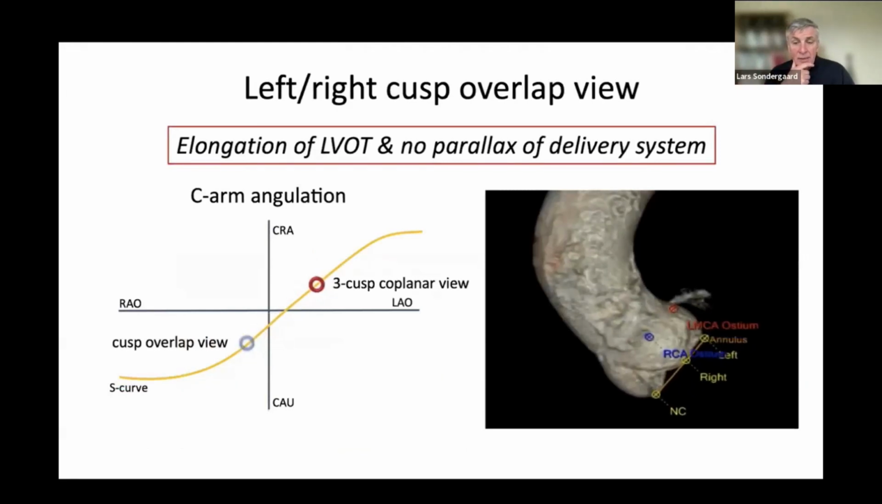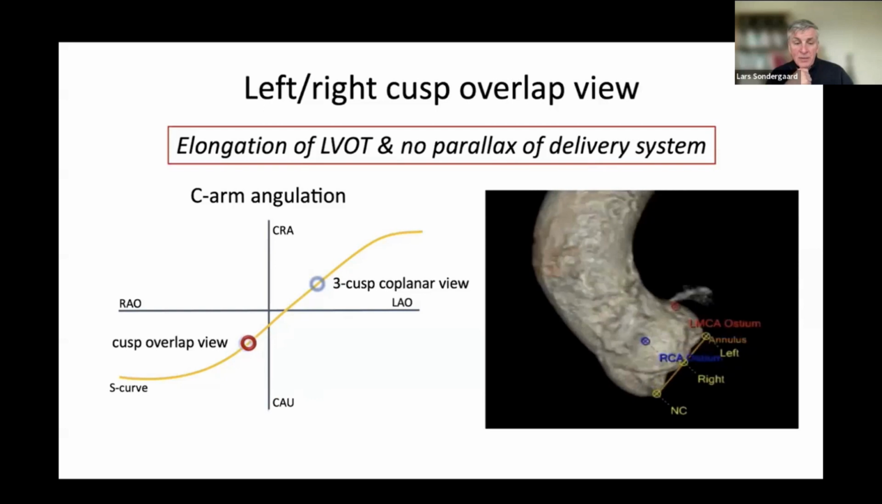in this cusp overlap view, and I think we've seen, consistent with most platforms, it's going to have a quite dramatic drop in the need for permanent pacemaker. Most studies will report about a 50% reduction using this view instead of the old-fashioned three-cusp coplanar view.